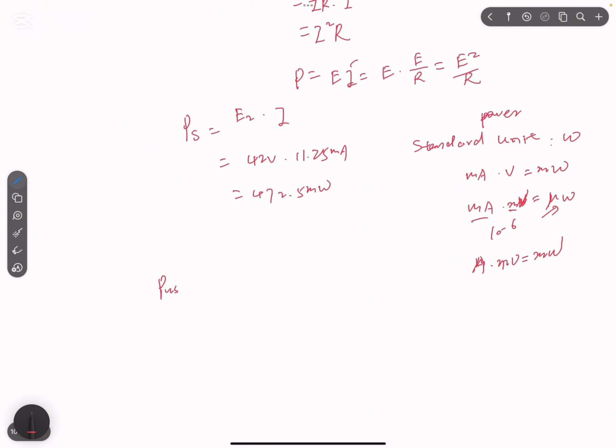So P used, which is all used power, will be E1 times I plus I squared times R1 plus R2 plus R3. These are consumed power. So this is the provided power. These are used power.